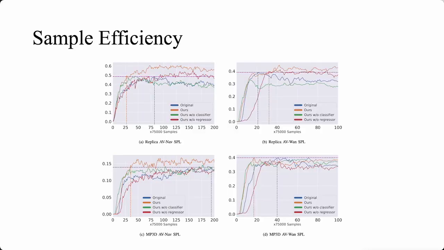To demonstrate that our method has better sample efficiency, we show the learning curve on the testing set on Replica and Matterport3D with both AVNav and AVWAN as backbones. The result shows that our method can achieve higher performance than the final results of the original method, with fewer samples than the original method needs to converge.